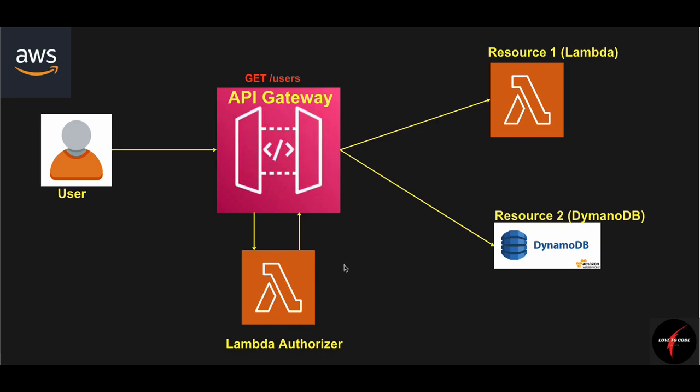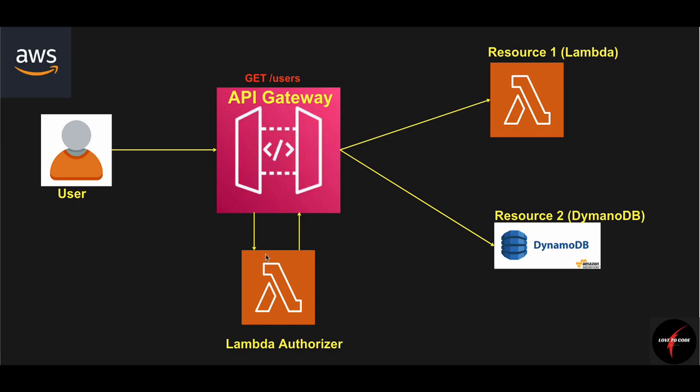What does this authorizer actually do? With the authorizer, when the user is trying to access the API gateway endpoint, the request is validated by the authorizer. It could be, as I mentioned, Lambda or Cognito. If the user has the necessary permission, then the user is able to access the resources. In this case, it could be a Lambda or it could be a DynamoDB table. If the user doesn't have permission, the request is terminated. It doesn't go through to these resources. The request is terminated and the user will get a 403 HTTP status response.